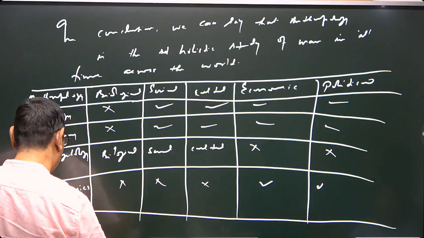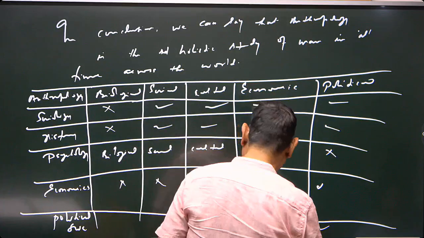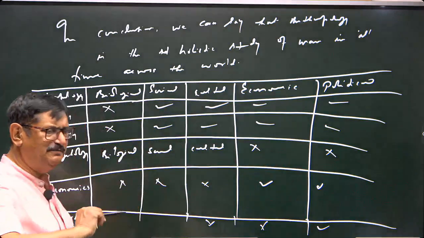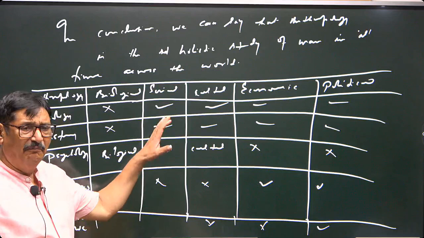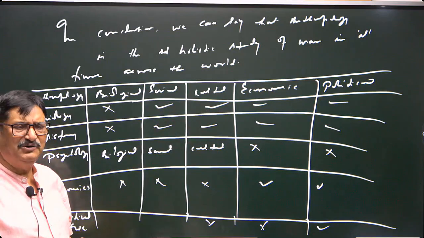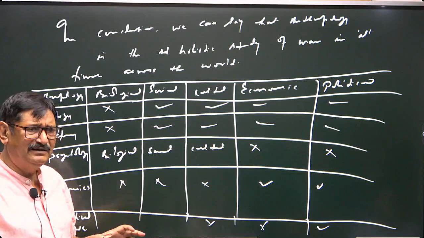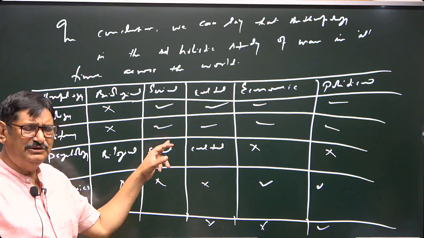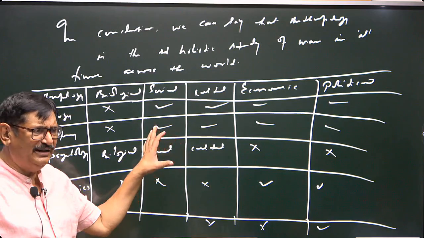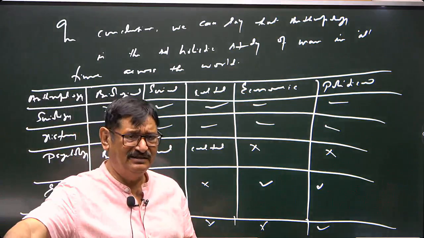Political science focuses on political issues. And you will see from this chart that anthropology is the only discipline that studies all aspects of man: biological, social, cultural, economic, and political. Other disciplines touch only 2, 3, or 4. So no other discipline does this. Anthropology is the most inclusive of the social sciences.